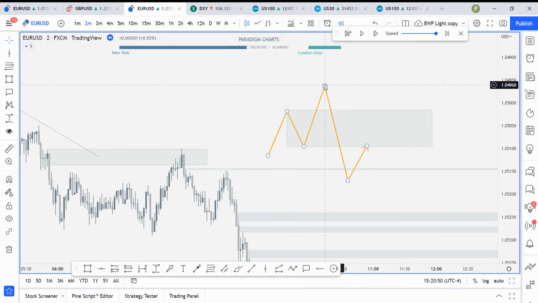Again, the move downward should be energetic. It should also leave a fair value gap. That's what makes it valid, makes it high probability.